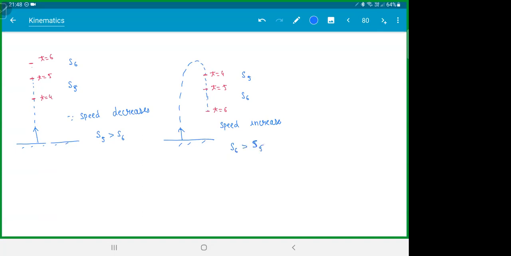Now think about it. There's only one possibility then. What did I ask? S5 is equal to S6. Can't happen while going up. Can't happen while coming down. That means the only possibility left is that it must be happening while going up and coming down. Isn't it? It means from 4 to 5 it is going up and 5 to 6 it is coming down. This is the only possibility where S5 is equal to S6.